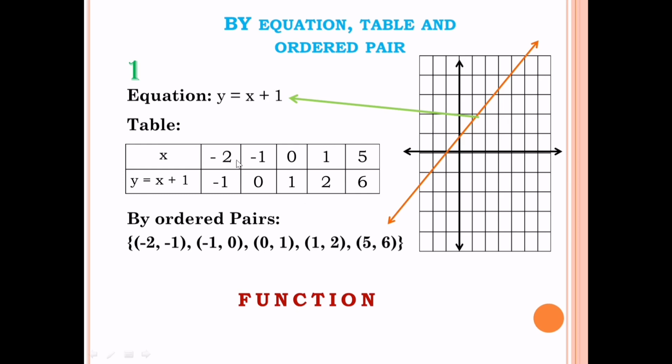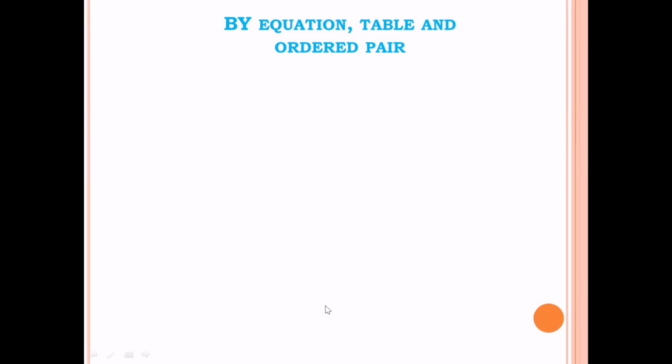Since -2, -1, 0, 1, 5 are not identical, they are unique and distinct from each other, then this is a function. The same goes for the ordered pairs. So -2 is different from -1, 0, 1, and 5. They are distinct and unique to each other. So that makes this table equation, as well as the graph and the ordered pairs, a function. Now let us move on to the second equation.